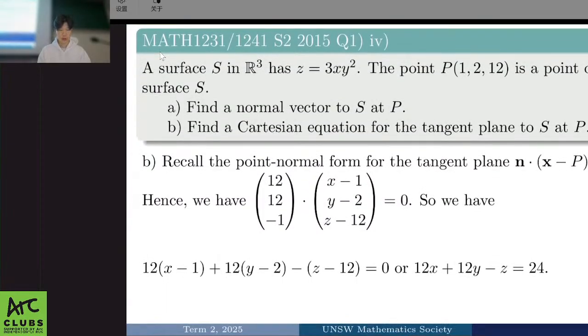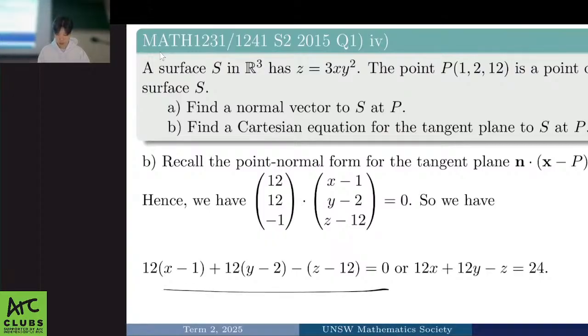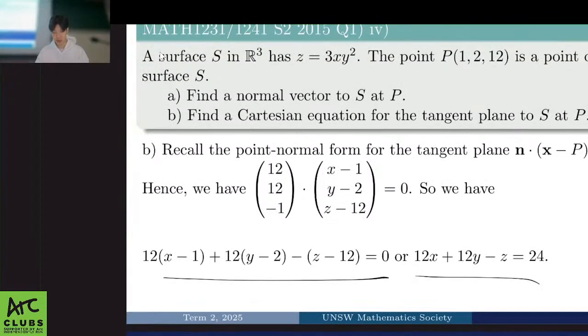So recalling the point normal form of the tangent plane, substituting in, we have this, and that is our Cartesian equation of the tangent plane.